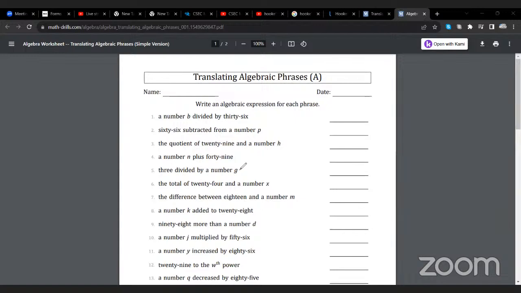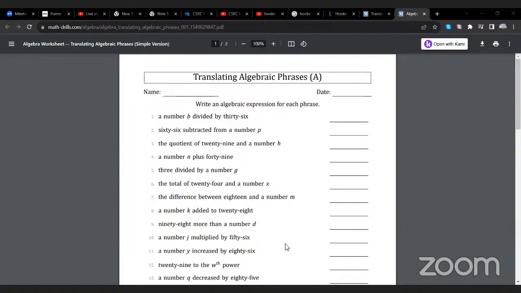Who's doing number 10? J, the multiply sign, and 56. All right. So we have J, multiply sign, 56. But we could simplify that.